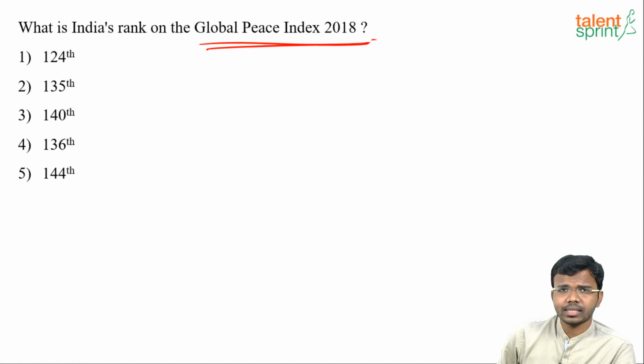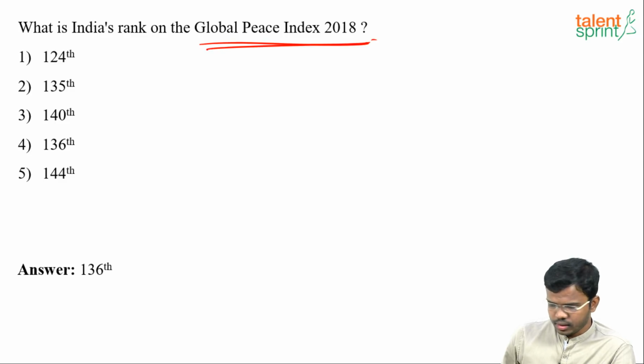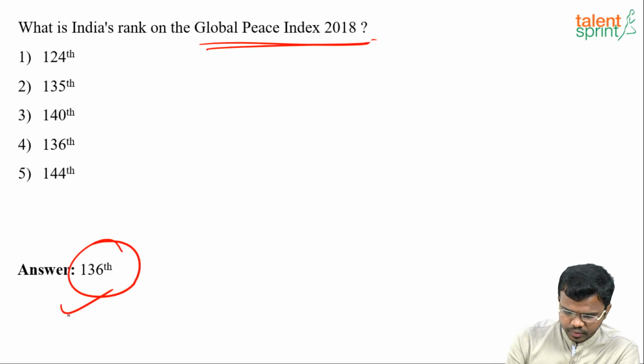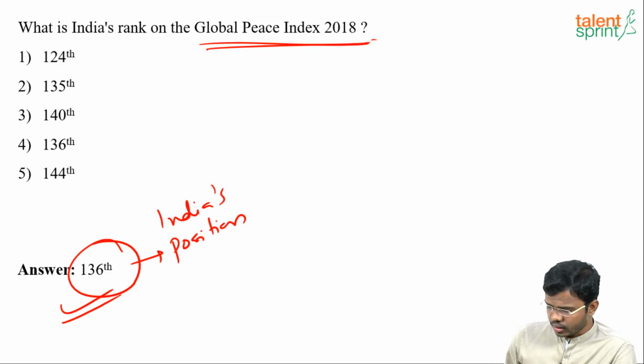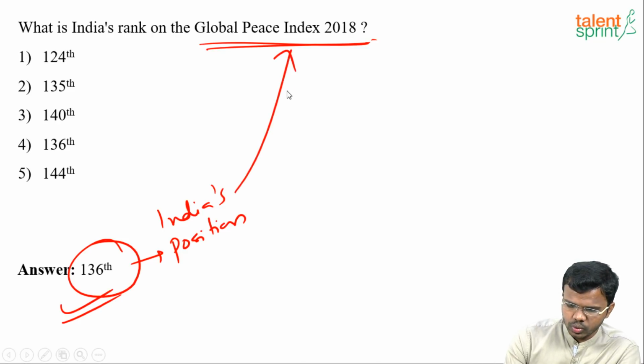What is India's rank on the Global Peace Index 2018? Global Peace Index. Yes, it is 136th. 136th position is the position of India in the Global Peace Index 2018.